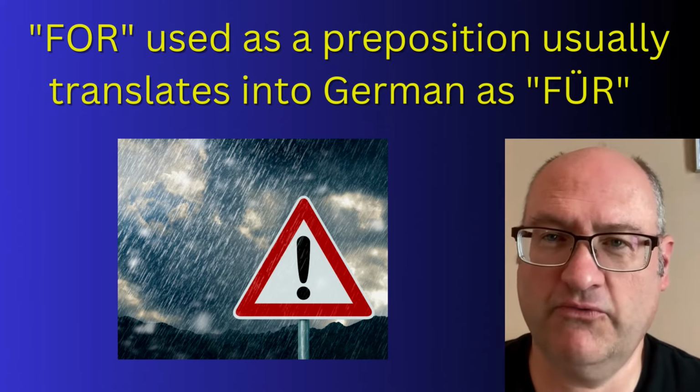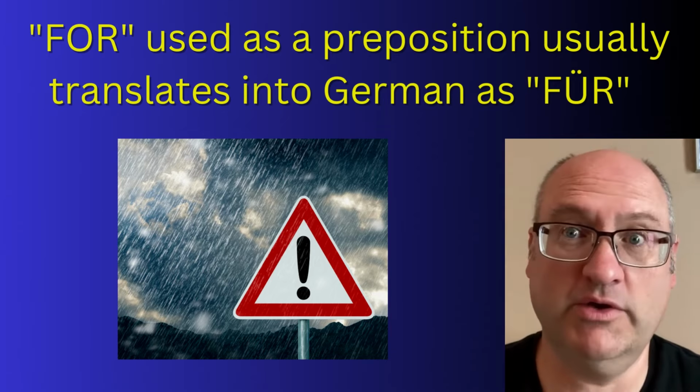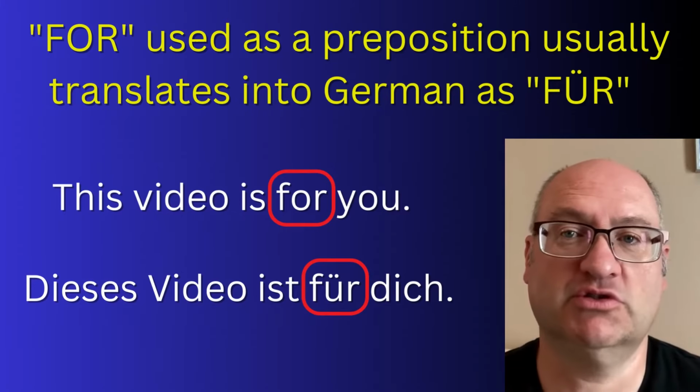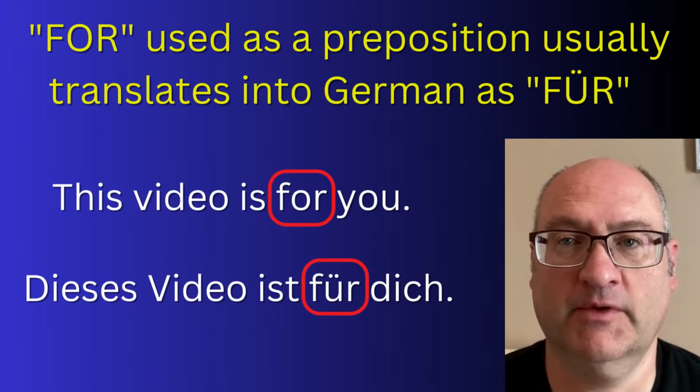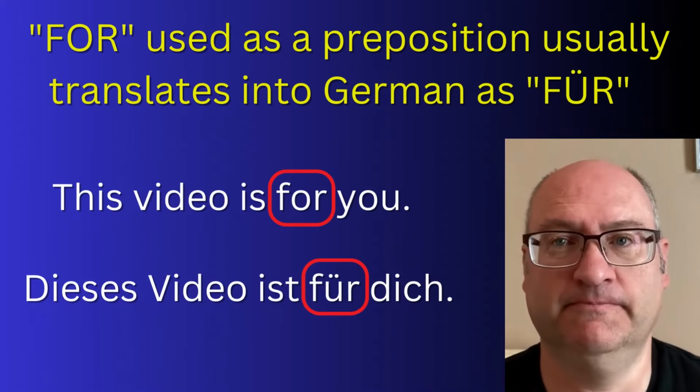Also be careful here, for when used as a preposition translates into German usually with für, spelled like this. So for instance, a sentence like, this video is for you, dieses Video ist für dich, we would use für, and that's for as a preposition. English and German have a lot of false friends and also some close cousins where it's just a little bit different, a little bit off, so just keep an eye on that.